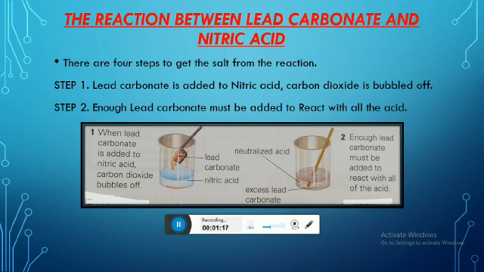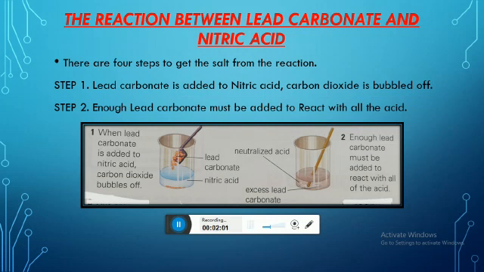In the first step, lead carbonate is added to the nitric acid, and as I told you, whenever carbonates and acids react, carbon dioxide will be produced along with water, keep in mind. So the bubbles of carbon dioxide will be produced because it's a gas, and these bubbles will come off from the liquid in an upward direction. So this is the first step.